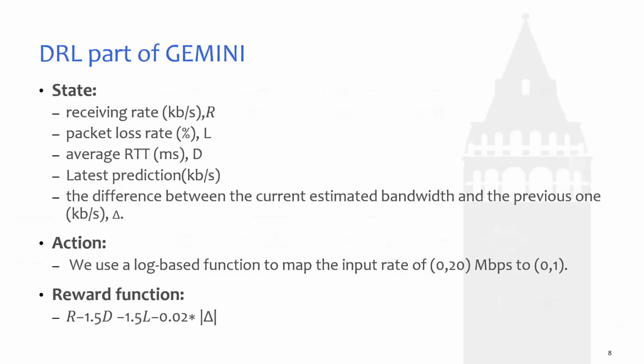After receiving the state, the DRL model will calculate the action according to the internal neural network and give it to the environment. We use a log-based function to normalize the actions. After the action is performed, the environment will compute the rewards through the reward function. We hope that the design of the rewards will enable the model to predict low latency, low packet loss rate, high receiving rate, and less drastic changes.